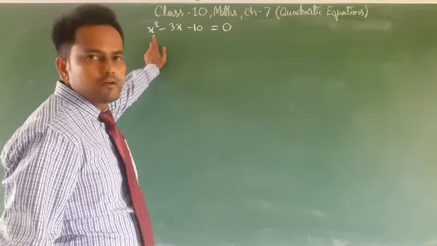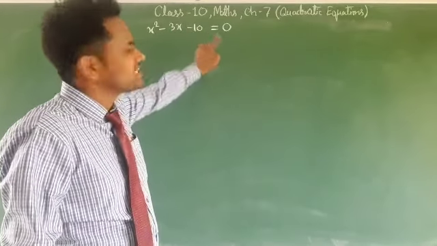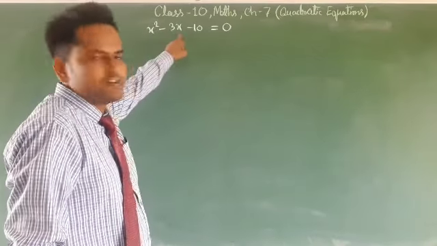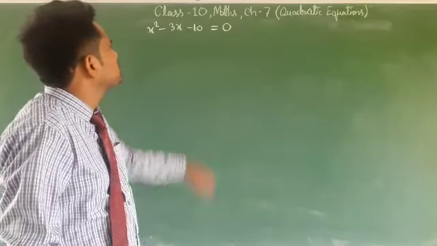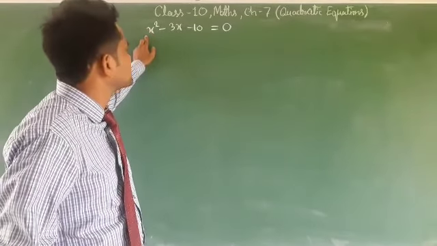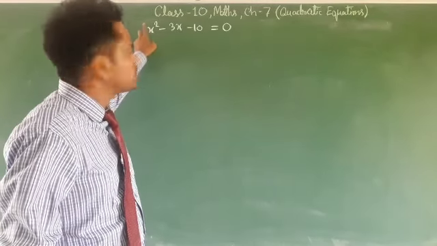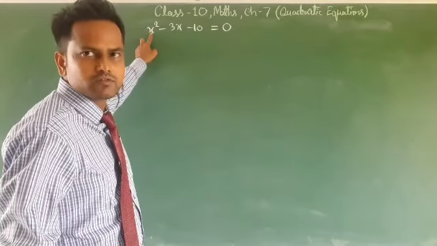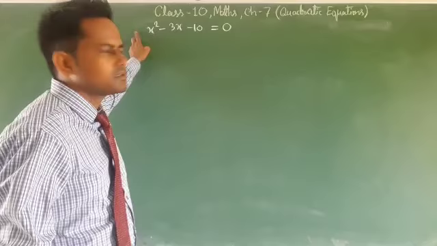Now one quadratic equation is given: x square minus 3x minus 10 is equal to 0, and you have to find the roots of the given quadratic equation by the method of completing the square. So first you have to make the coefficient of x square 1. Here you can see clearly the coefficient of x square is already 1, so there is no need to make it 1.